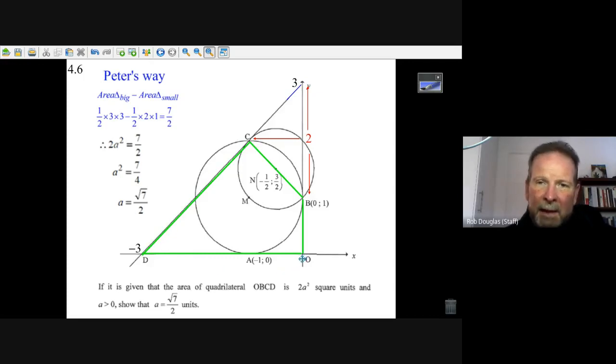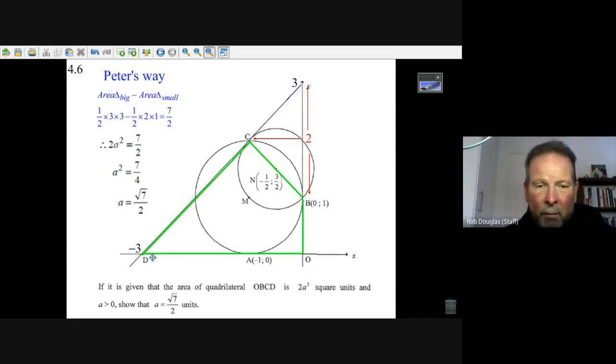And what he did is he said, let's look at the big triangle, up to 3, down to -3. Well, what's the area of this big triangle here? Well, it's 1/2 the base times the height. 1/2 times 3 times 3. And if we take away this smaller triangle here, we'll be left with the area of the green quadrilateral they were asking for, OBCD.